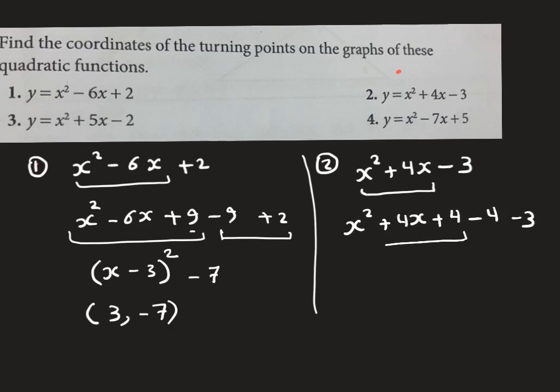The first trinomial, x squared plus 4x plus 4, this perfect square can be written as the square root of x squared, which is x, and the square root of 4, which is 2. Now we have plus, this all squared. Negative 4 minus 3, negative 7. So now the turning point: change the inner, so negative 2, keep the outer, so negative 7.